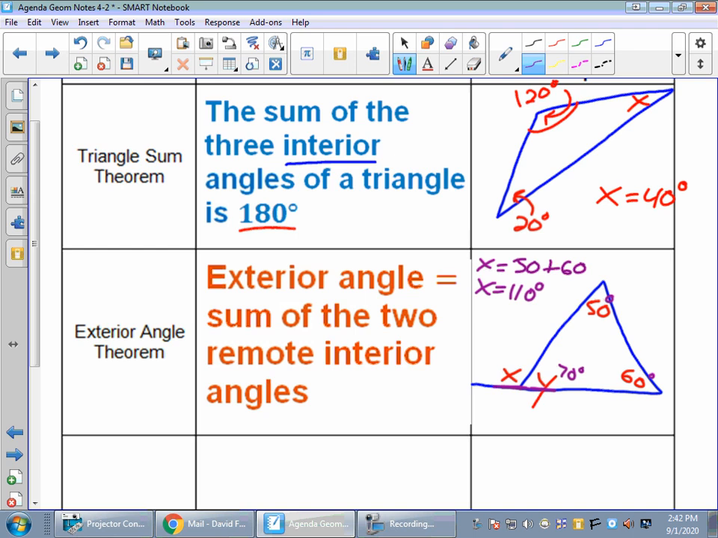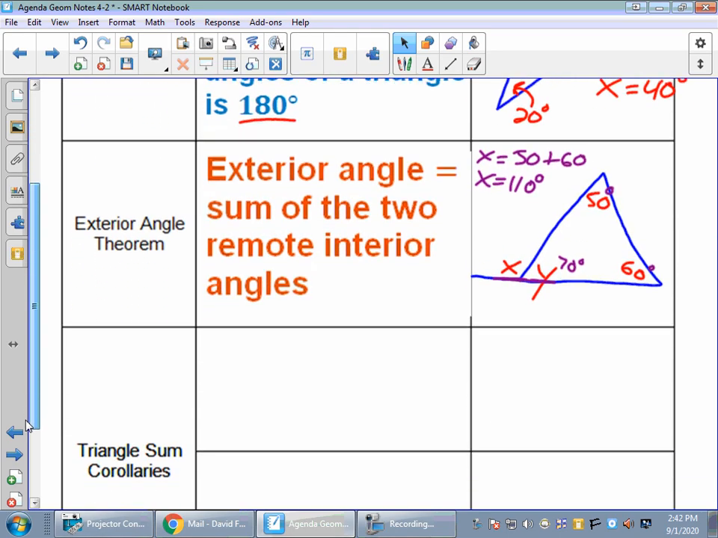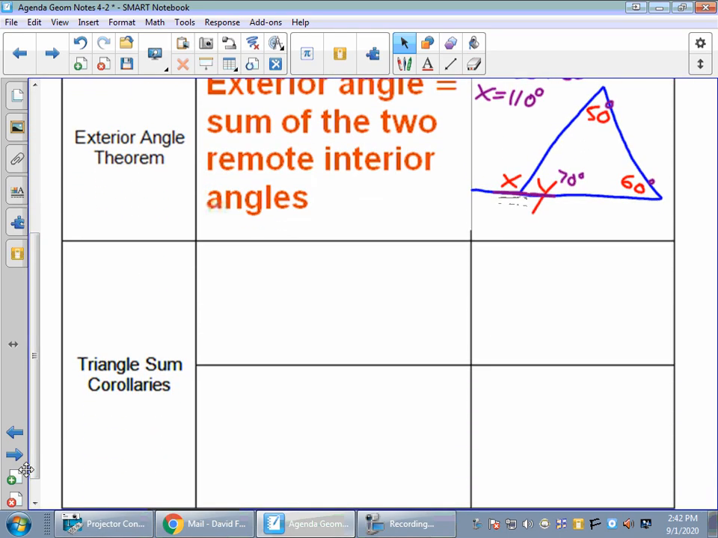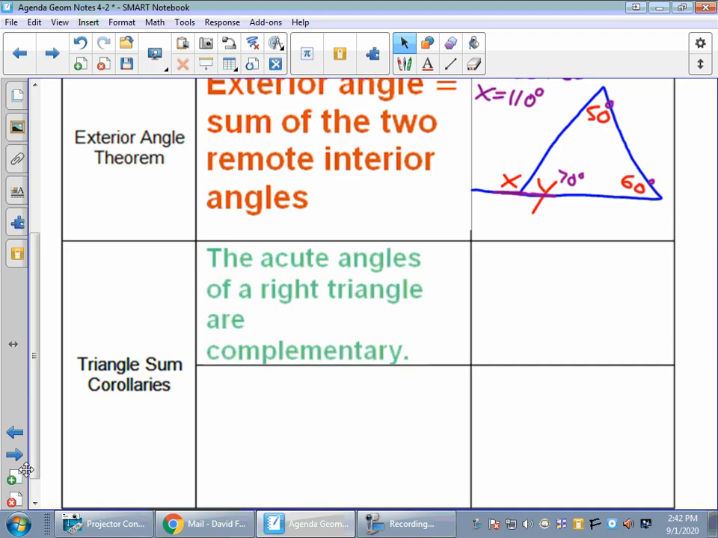So your exterior angle is going to be a linear pair with the interior angle adjacent to it. But we know the exterior angle is also the remote interior angles added up. All right, your triangle sum corollaries. A couple of them, and they're pretty easy to prove. The acute angles of a right triangle are complementary. So if we're dealing with a right triangle, you can remember complementary means they're equal to 90 degrees.